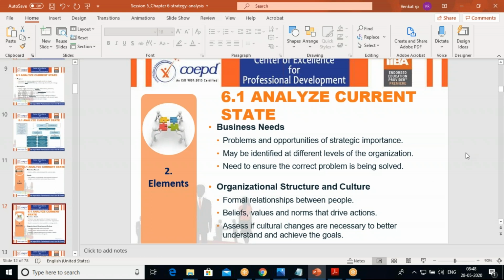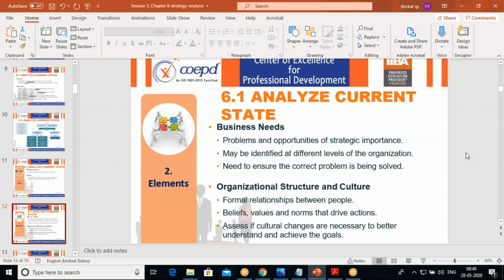Here, for the business needs, we have multiple stakeholders. From the recruiter's point, what are the needs? From the accounts officer, what are the needs? From the clients, what are the needs? We will be understanding what the need can be from different levels. We have to identify it from those levels, and we need to ensure the correct problem is being solved.